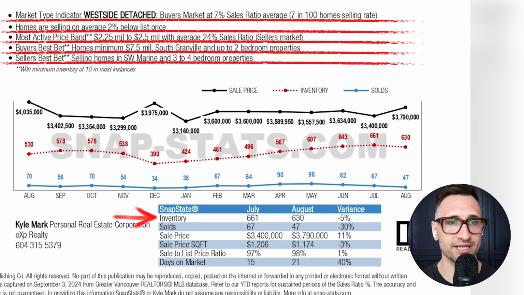The inventory, like we can see, dropped from 661 to 630, so it came down 31 units, and sales also dropped as well. But you can see with these blue marks here, sales have essentially just flatlined for the last 13 months. Inventory has had a little bit of a yo-yo coming back down, and pricing has stayed pretty much the same throughout the 13 months as well. If we look at a little bit more of the details, inventory is down 5%, sold down 30%, sale price did jump up 11%, and days on market is sitting at 21 days on Vancouver's west side.